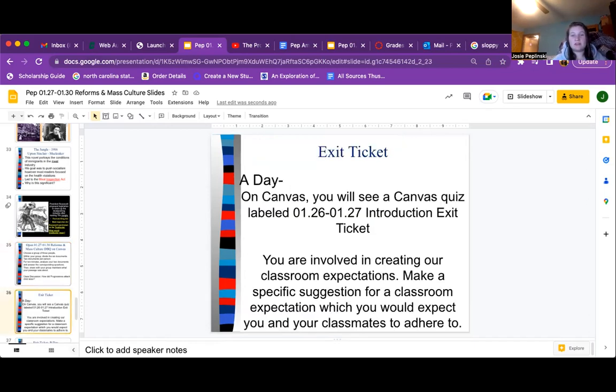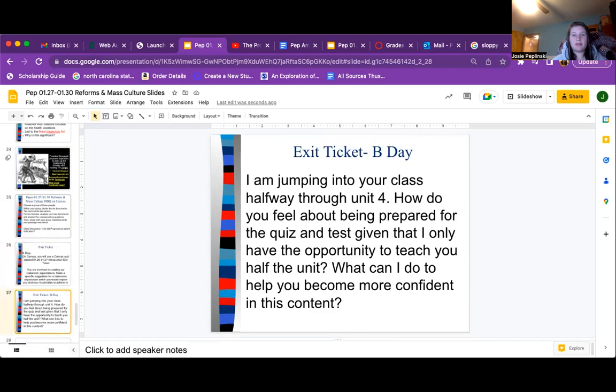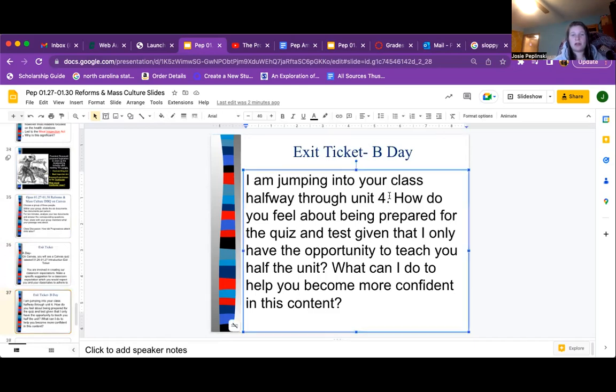Your exit ticket is on, if you're A day, you're going to create a class expectation for me. But if you are B day, I want you to let me know, how do you feel about being prepared for the quiz and the tests, given that I kind of just jumped in halfway through the unit with you? What can I do to help you to become more confident in this content?